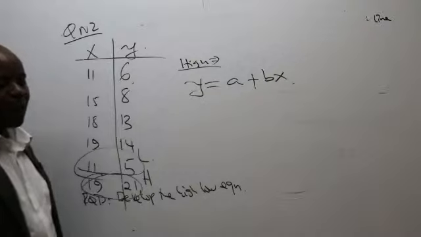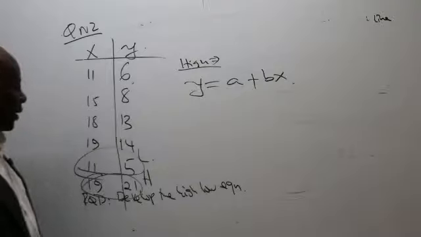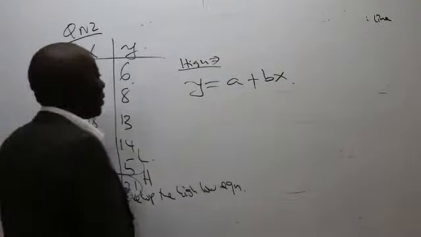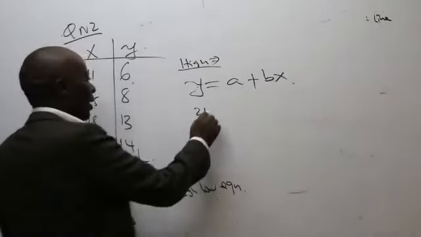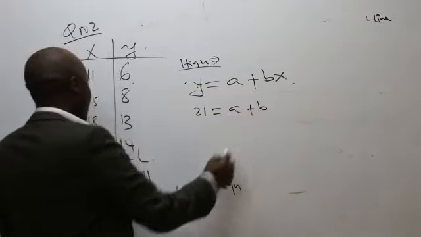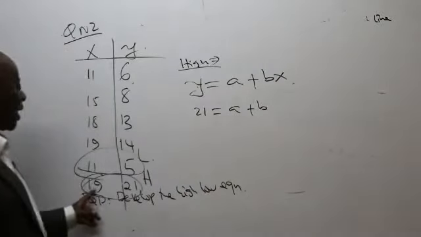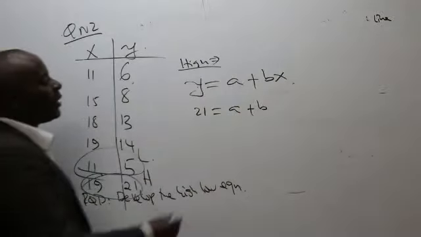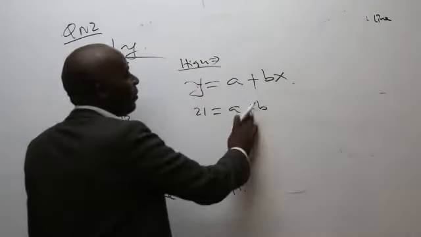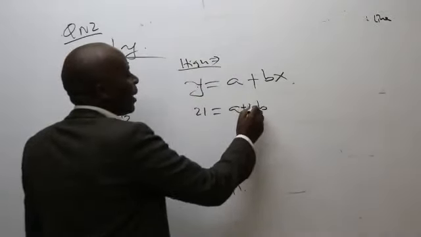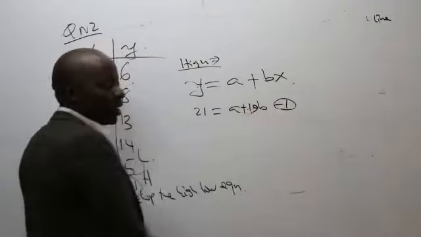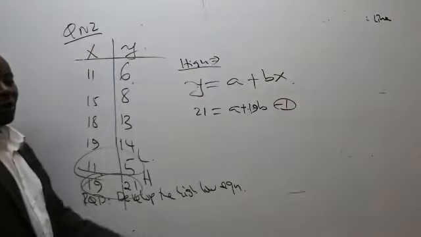So Catherine amesema ati the high equation y ni 21 equals a plus b times what here? X which is 19. So Catherine akasema baada ya kuandika b times 19 mwalimu, so useme tu a plus 19b. Call this one equation number 1.